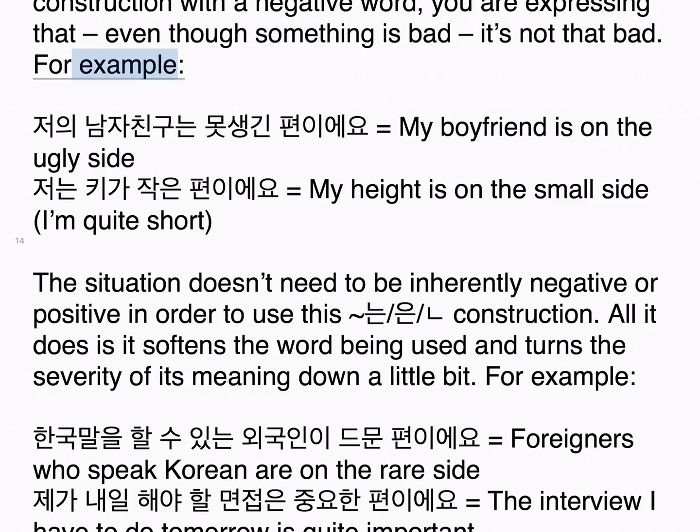For example, 저의 남자친구는 못생긴 편이에요. My boyfriend is on the ugly side. 저는 키가 작은 편이에요. My height is on the small side. I'm quite short. The situation doesn't need to be inherently negative or positive in order to use this 는 편 construction. All it does is soften the word being used and turn the severity of its meaning down a little bit. For example, 한국말을 할 수 있는 외국인이 드문 편이에요. Foreigners who speak Korean are on the rare side.